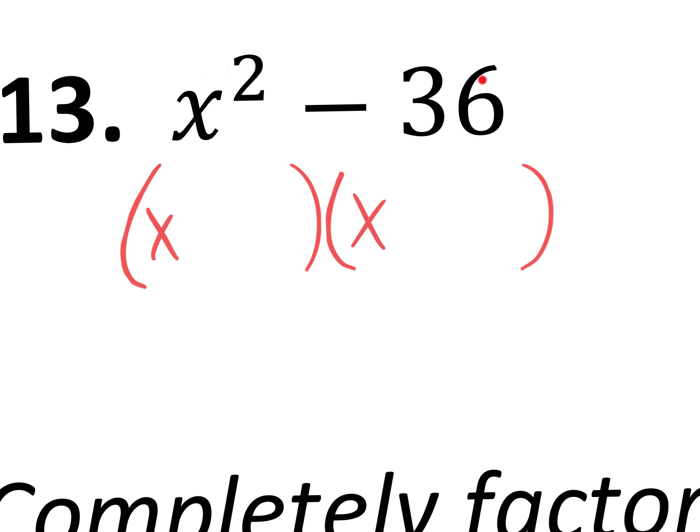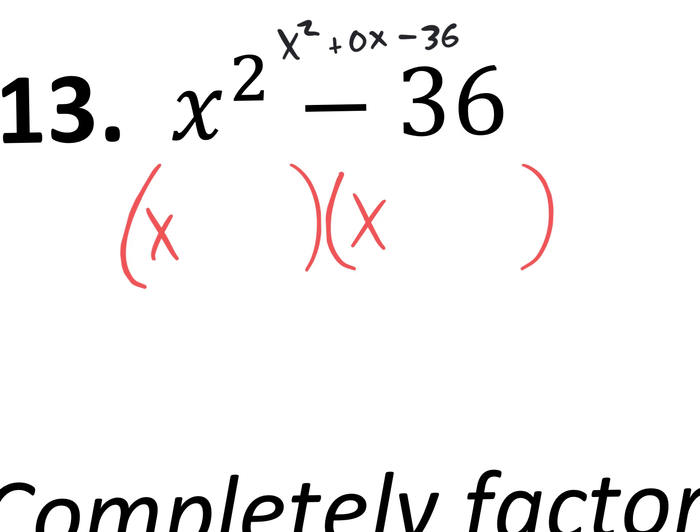How am I going to get 36, the multiples of 36? You want to think, what times what is your c value, negative 36, that if you combine together is your b value, which, there is no middle term, right? Technically, if I wanted to, I could rewrite this as x squared plus 0x minus 36. You don't have to. Obviously, there is no x term, there is no middle term.